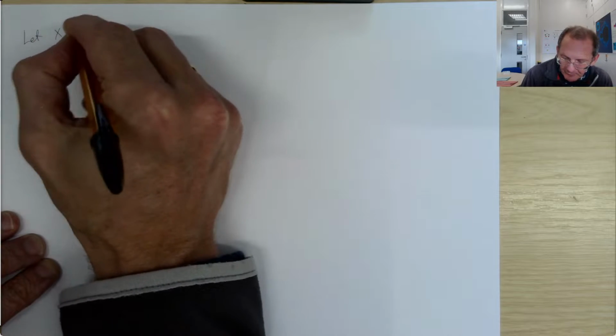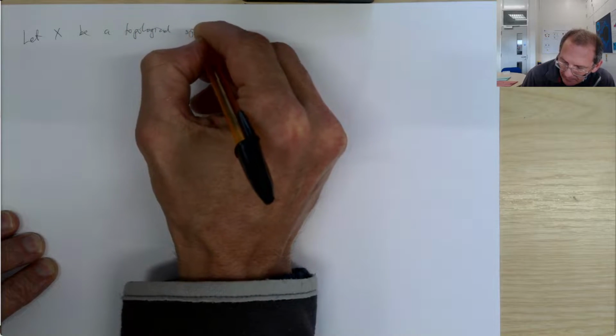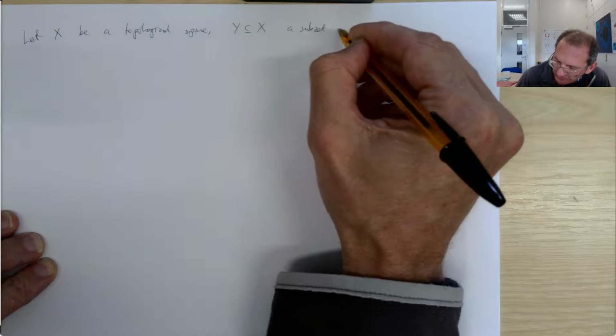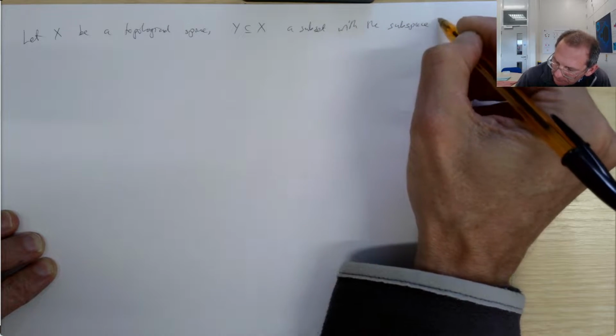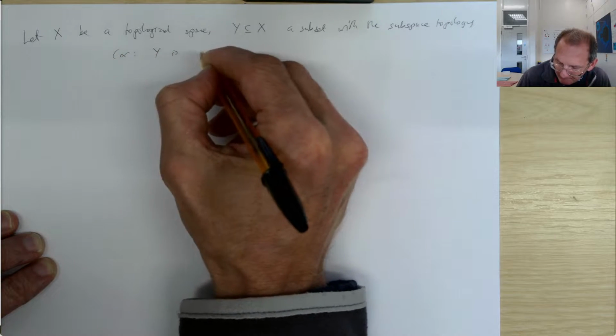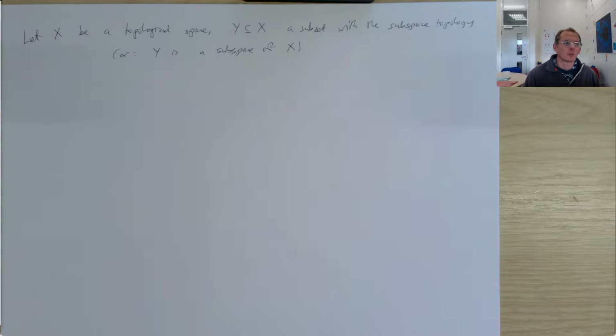Now I want to continue our discussion about the subspace topology. Okay, so the first thing is to talk about closed subsets of a subspace. So again we're going to let X be a topological space, and Y a subset with the subspace topology. And I might also just say, Y is a subspace of X.